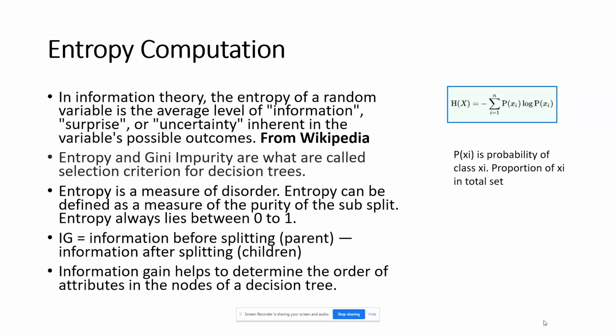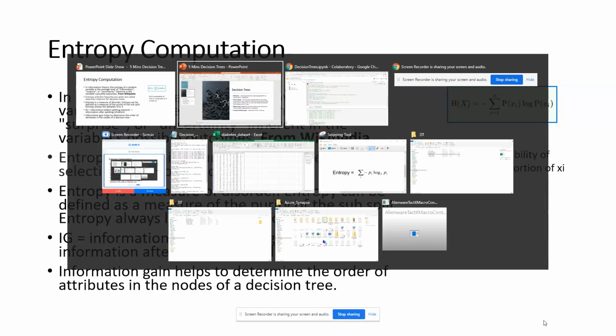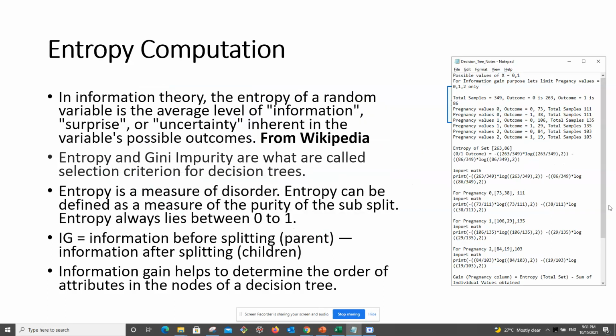Entropy and Gini are the definitions I could pick. They mostly help in deciding how to split, and which attribute you split on gives you a higher separation between the classes, what works best. We'll see a live example of entropy computation and information gain computation.